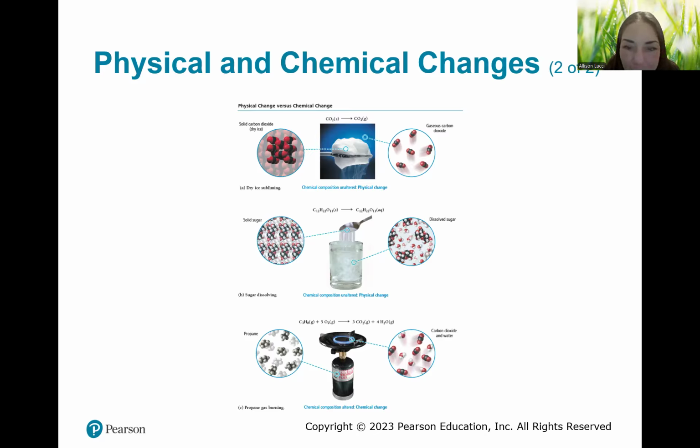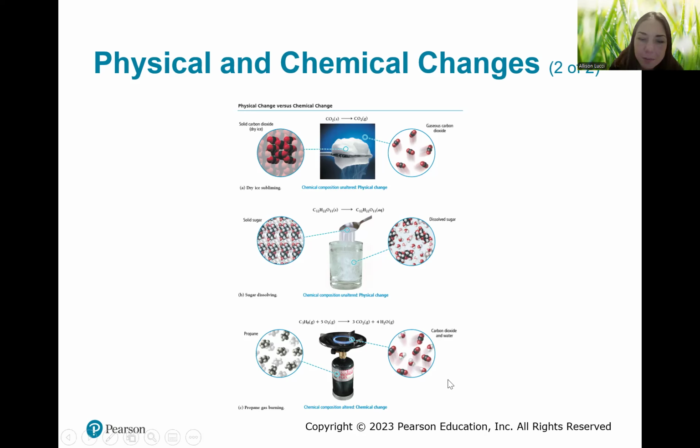Then we have solid sugar. We can see another physical change where our sugar just dissolves in water. So the sugar on the left here is a nice ordered crystalline pattern, but over here on the right it's separated by water molecules, those little red and white molecules in between. So this dissolving process is also a physical change.